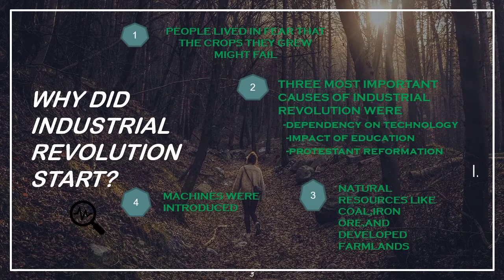Why did the Industrial Revolution start? First, people lived in fear that the crops they grew might fail. Second, three most important causes of the Industrial Revolution were dependency on technology, impact of education, and the Protestant Reformation. Third, natural resources like coal, iron ore, and developed farmlands, and machines were introduced.